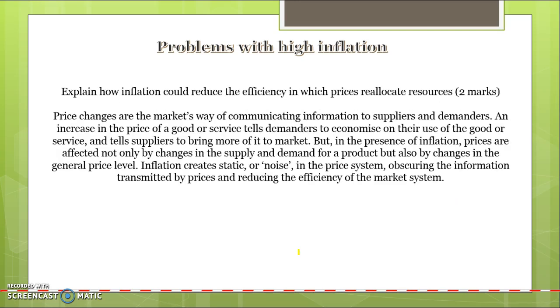And last one, so here's an example. Explain how inflation can reduce the efficiency with which prices reallocate resources. Price changes often communicate to suppliers and demanders what to produce. An increase in the price of a good or service generally tells them where to shift their resources. In the presence of inflation, prices are affected not only by changes in supply and demand, but also by changes in the general price level. Inflation creates static or noise, which makes it harder for the price system to determine where to produce goods and services efficiently.